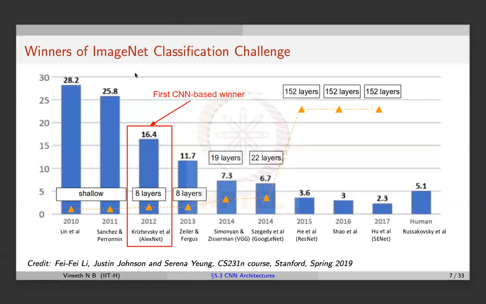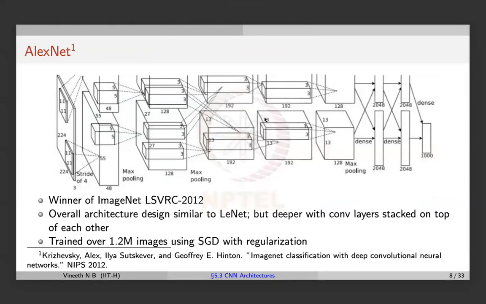In 2012, after using CNN, there was a huge drop in the model's error rate. It went down from 25 to 16. So out of 100 images, it made only 16 errors. And we'll see what the architecture of that is. This is the AlexNet architecture. The overall architecture was similar to LeNet, but it was deeper, with convolution layers stacked on top of each other.